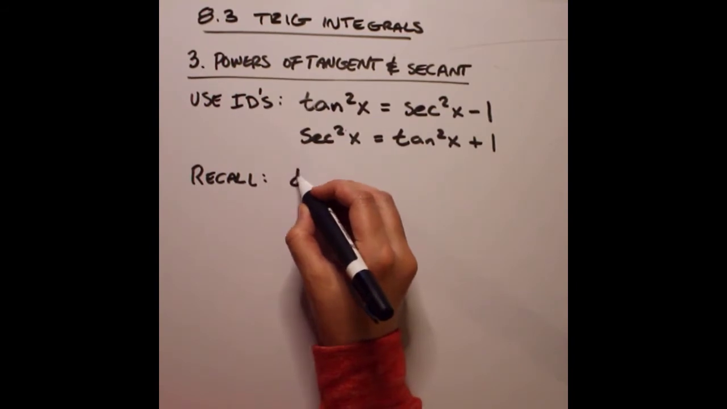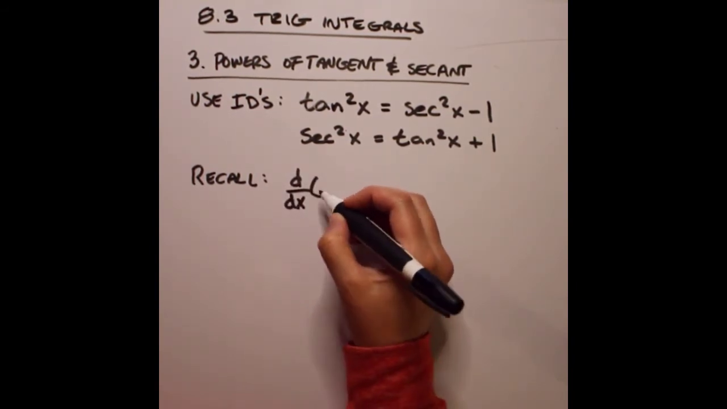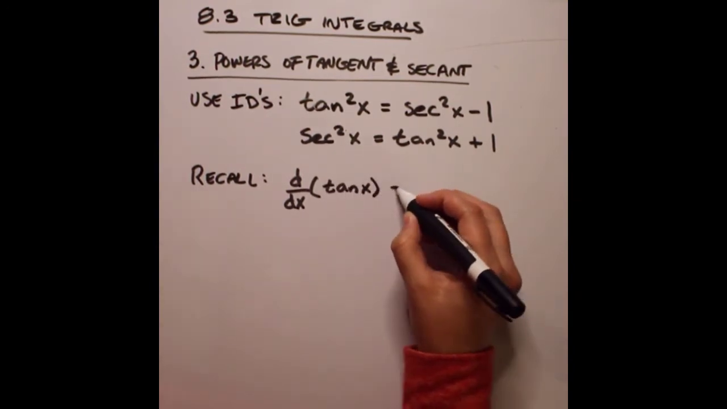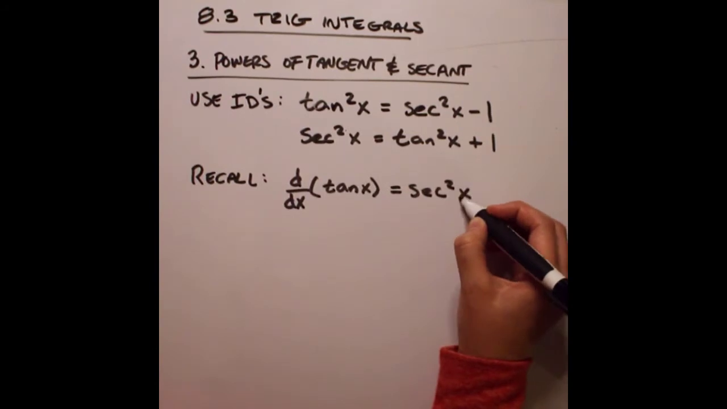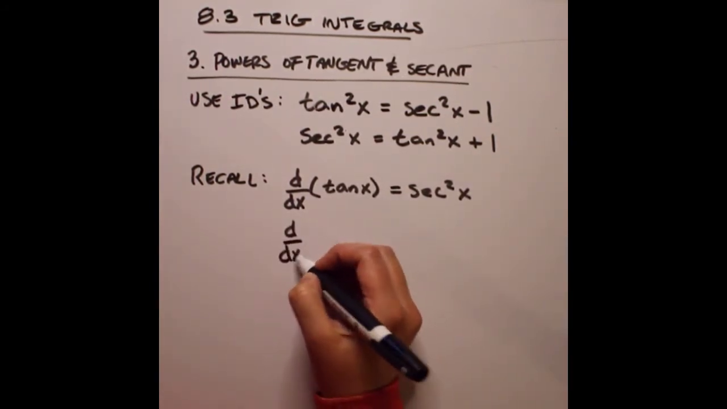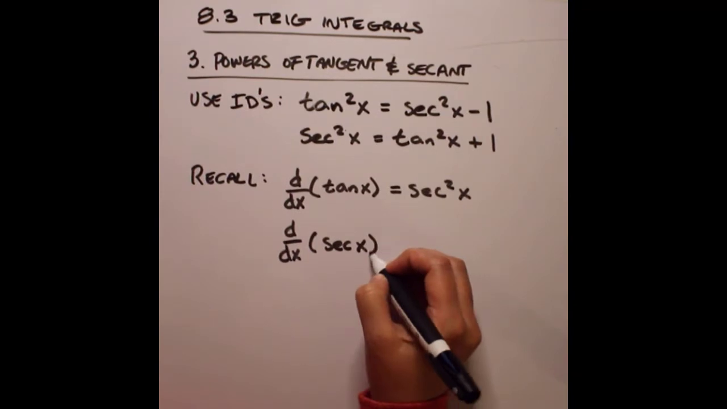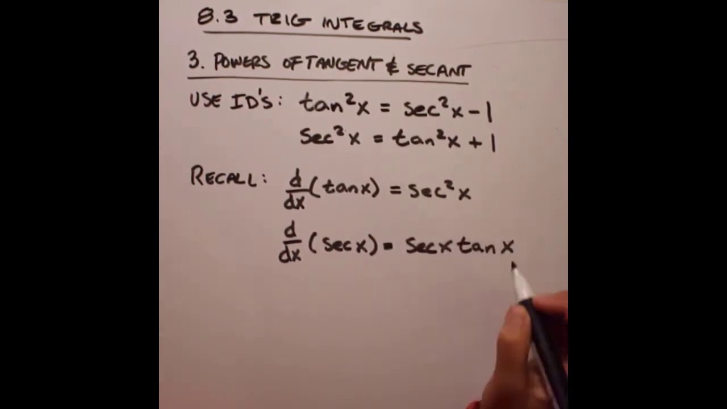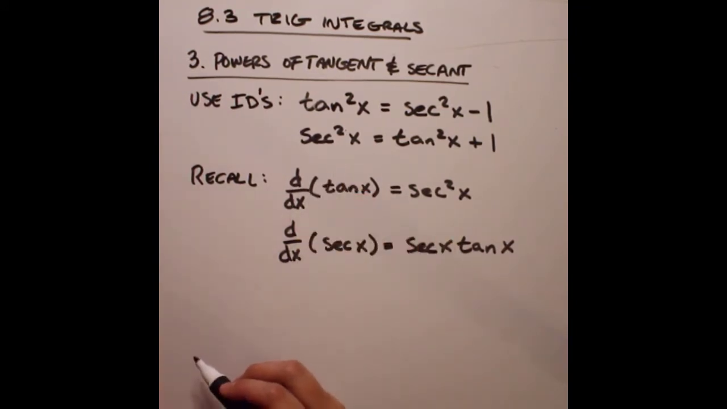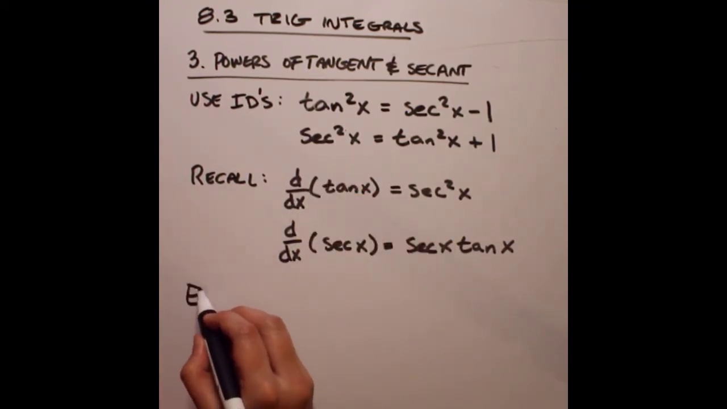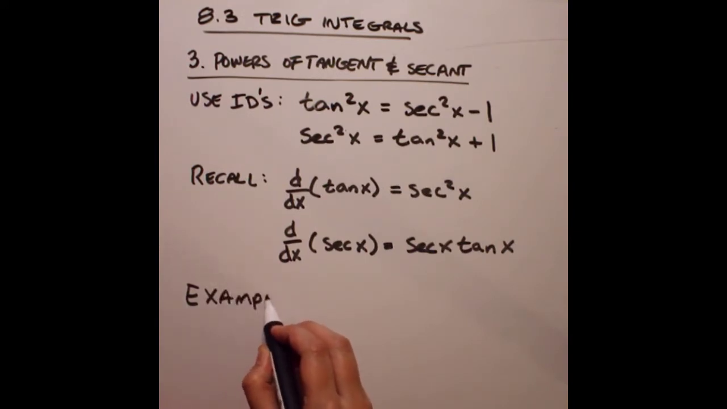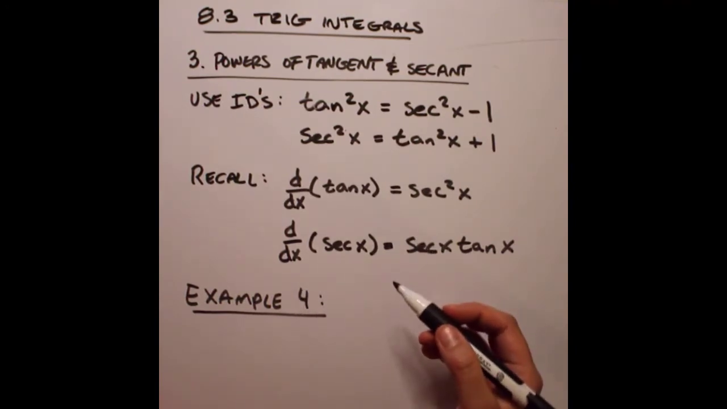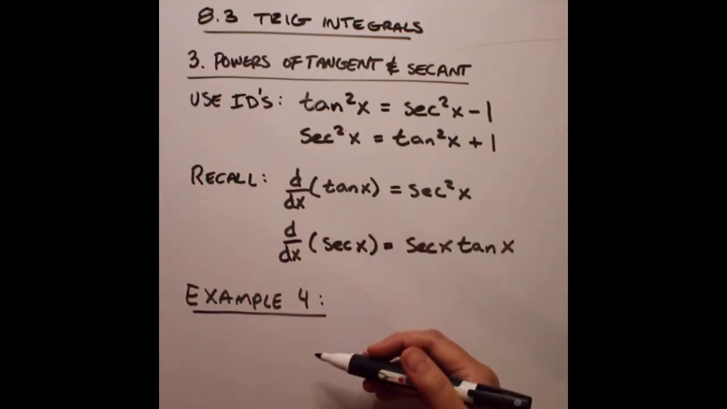And then let me remind you also about some derivatives that are going to be useful to recall in this section. The derivative of tangent x is just secant squared x, and the derivative of secant x is secant x times tangent x. Okay, so these things are going to come up in our work, and we're going to jump right into an example. In the previous video we did a handful of examples, so I'm going to call this example 4, even though it's the first one in this video, just to keep going in this section.